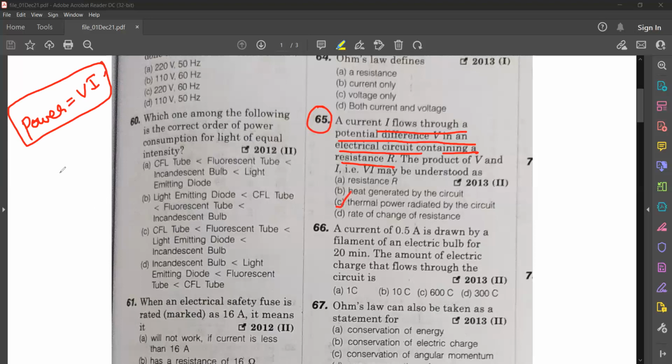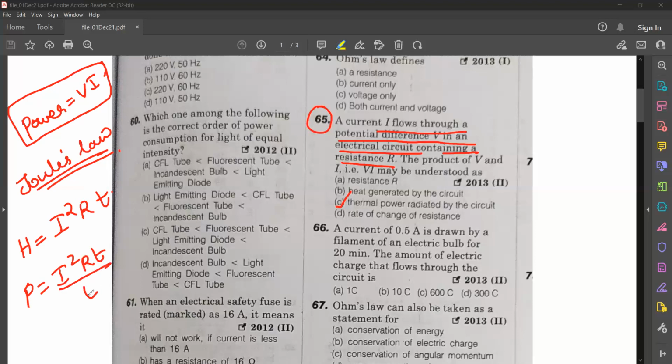So actually this is coming from Joule's law. Remember Joule's law? Joule's law is used to find the heat energy, isn't it? Whenever current flows through a circuit, heat is generated. That heat is given by H is equal to I square RT, isn't it? So heat is a form of energy, so power is this energy by time, or work by time. So I square RT divided by T. So what you get? I square R. So another equation for thermal power is P is equal to I square R.